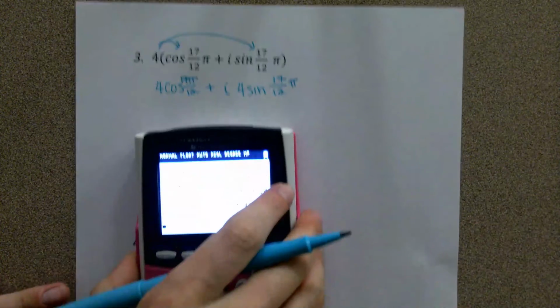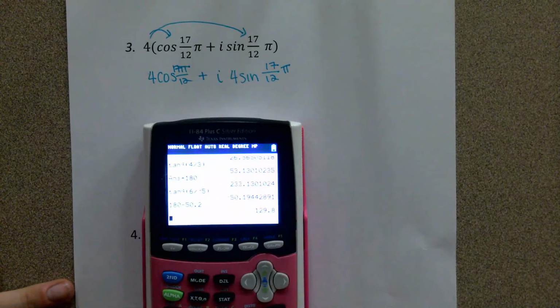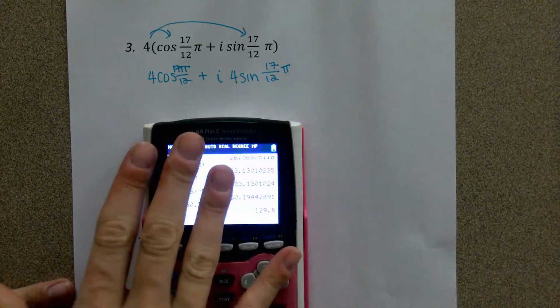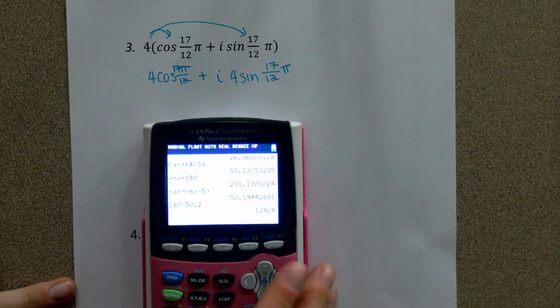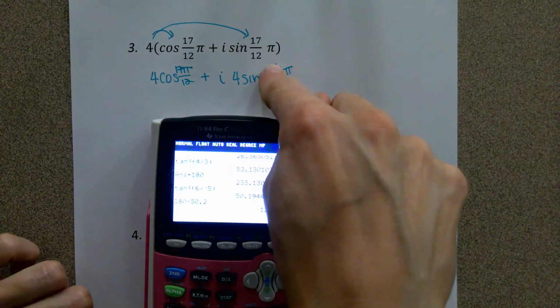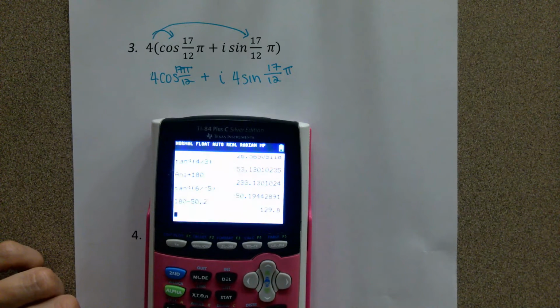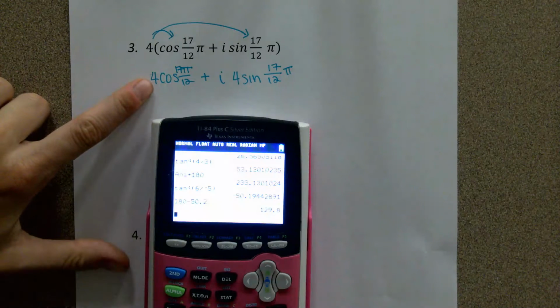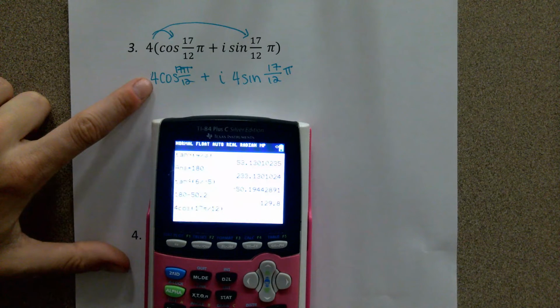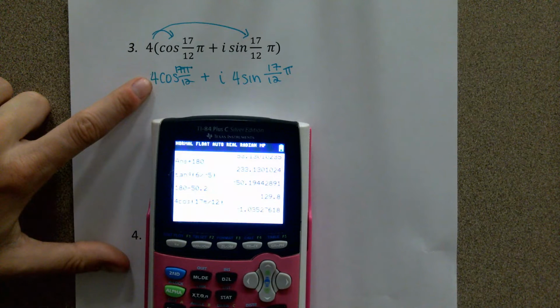And now we can just go ahead and pop that into our calculator. We are dealing with radians here, so make sure that your calculator is in radians. If it's not, switch it. And just do one term at a time. So I'm going to type in 4 cosine of 17 pi divided by 12. And we go ahead and get a decimal.